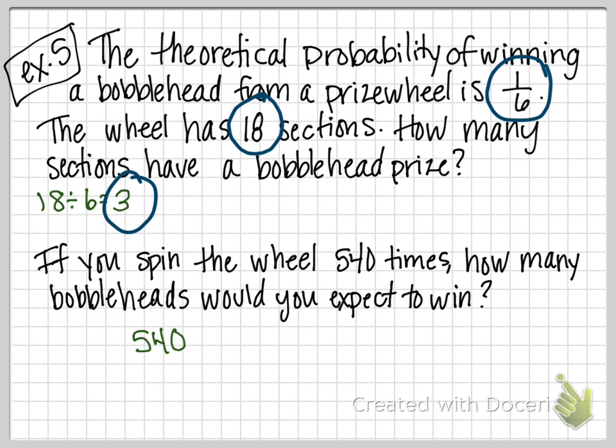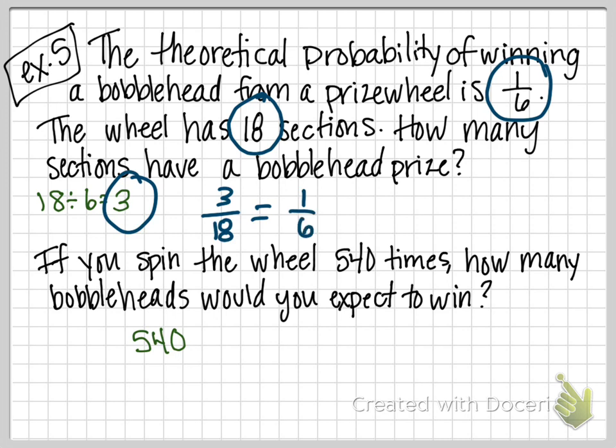How much of the time do you win a bobblehead? You do 3 over 18, which is 1 over 6. Okay, so do you hear what Lily's saying? She's saying 3 over 18 times you win a bobblehead, or, what is that? 1/6. 1/6 of the time you win a bobblehead.